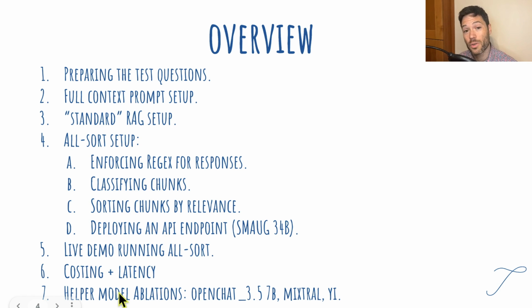So I did try and use OpenChat 7B as a helper model. It doesn't perform quite as well, although it's somewhat similar to RAG in terms of score. And I also looked at using Mixtral, which was a bit weaker than SMOG, and also the Yi model, which was quite a bit weaker than SMOG, on which Yi is originally based.